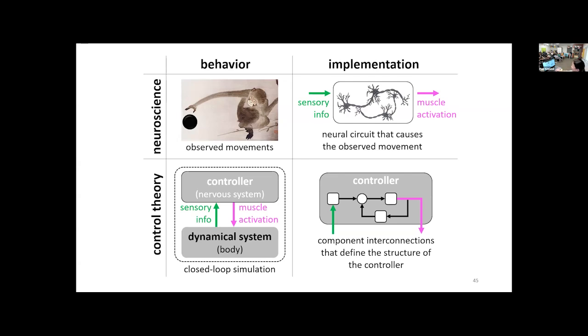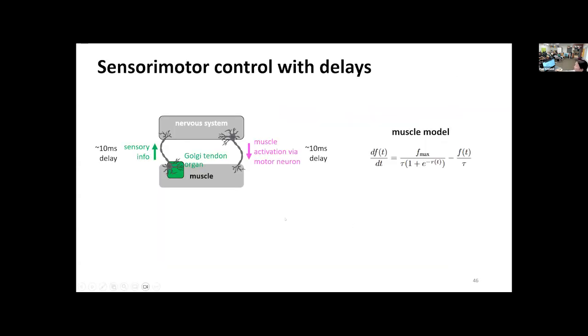Okay. So what I'm going to show you is basically a toy example because it took me a long time to think through the concepts. So here is our toy example. Our plant is just a muscle fiber. The muscle has a sensor on it, like a Golgi tendon organ. It tells you what force loading it's under.